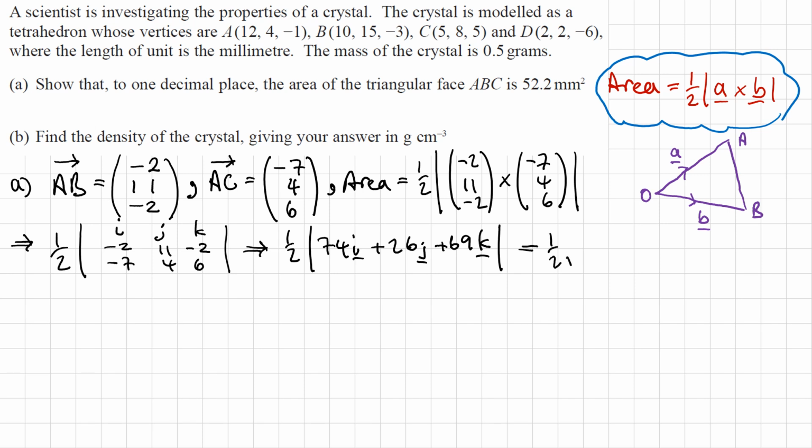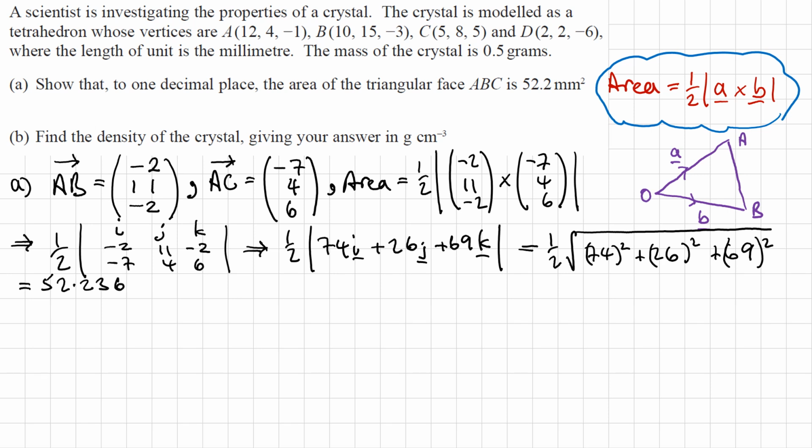Right, and we want to find the size of this and do half of that. So it's going to be half of the square root of 74 squared plus 26 squared plus 69 squared. And what I get as an answer is 52.2365, and so on. We need to show that it's this to one decimal place, so to 1 dp that becomes 52.2 millimeters squared as required.